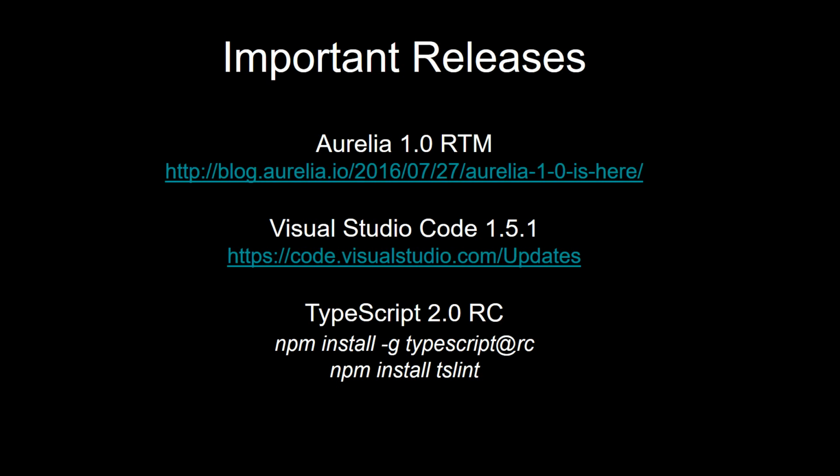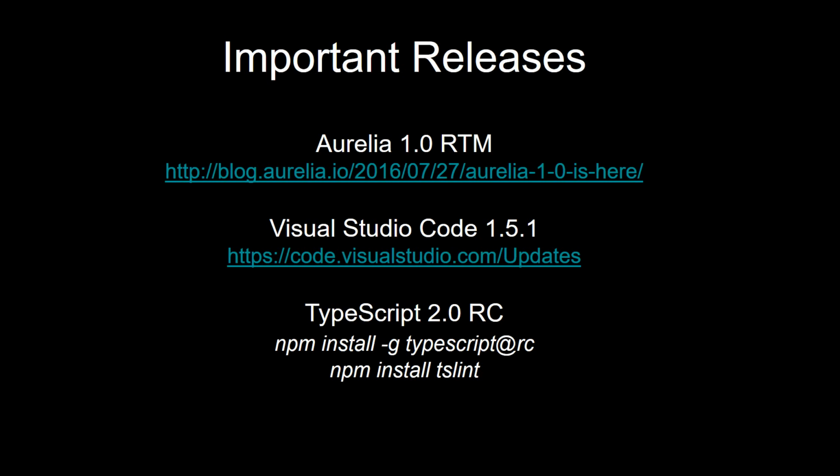What are some of the important releases since the last part? Aurelia 1.0 is now in RTM. You can download it and read about the release notes by clicking on the link here. And Visual Studio Code, all along we've been using version 1.4. Now it's 1.5.1, and it now supports TypeScript 2.0 RC. If you look at the previous parts of this screencast, we were using the TypeScript 2.0 nightly build. Now we could start using the stable version, which is the release candidate, RC.